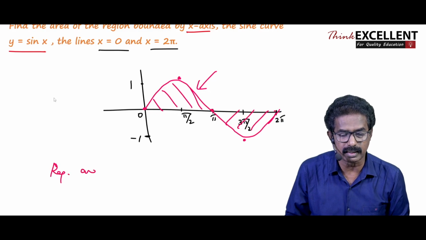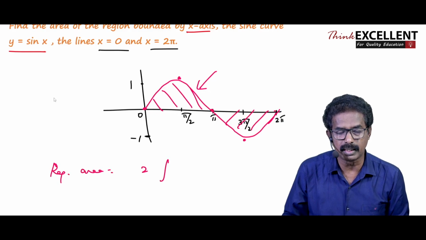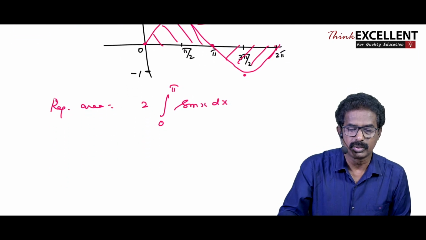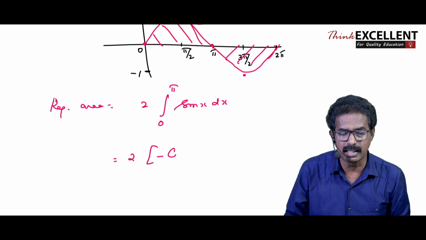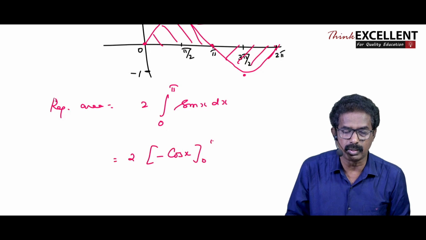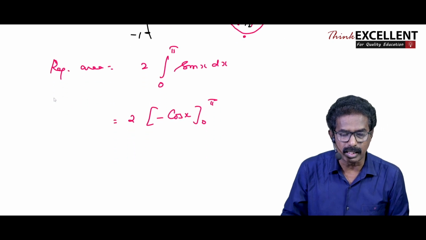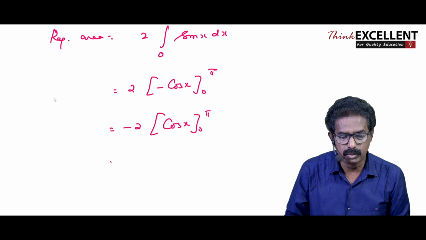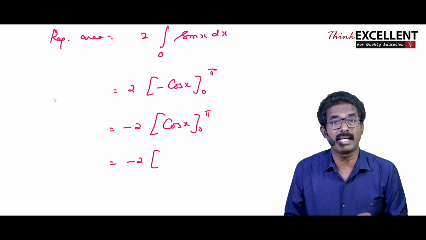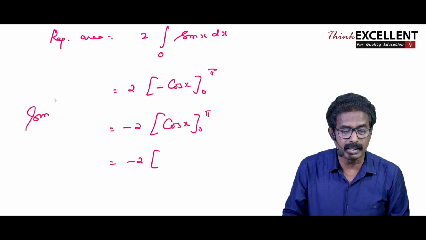So required area is equal to 2 into integral 0 to pi y dx. Y na enadunga sin x dx. You will get the answer. So that is 2 into sin integration minus cos x limit 0 to pi. So அந்த minus 2 வெளில எடுத்துறேன். Cos x 0 to pi. So minus 2 into cos pi க்கு value minus 1. ஞாபகத்துல வைங்க. Sin pi is 0. Cos pi equal to minus 1.